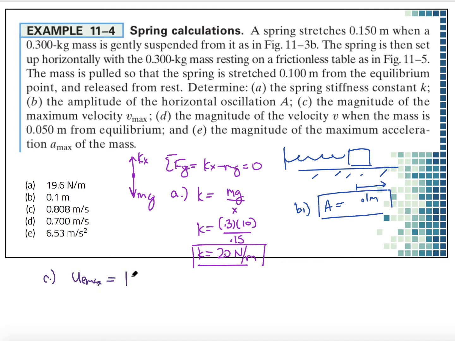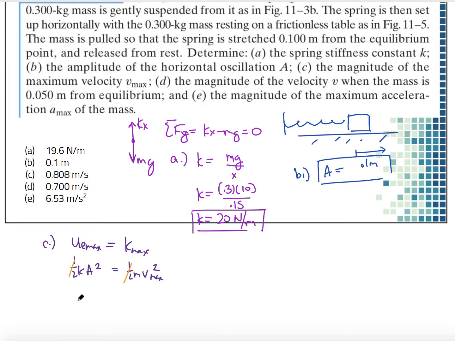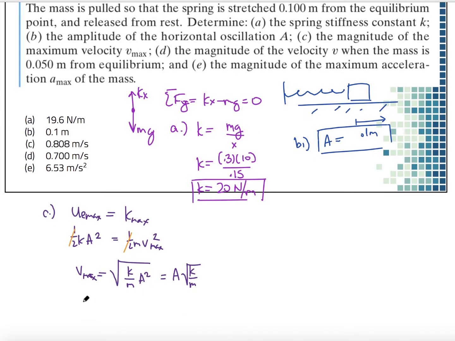has to be equal to the kinetic energy maximum for my system. So rewriting this, I have 1/2 k x max. Actually, we can skip ahead and say that's A squared is equal to 1/2 m times v max squared. So let's do the same simplifications. 1/2 goes away, and I'm going to solve for v max. So v max is going to be equal to the square root of k over m times the amplitude squared, or if you actually want to write it out, it would just be the amplitude times the square root of k over m. So let's substitute some values.